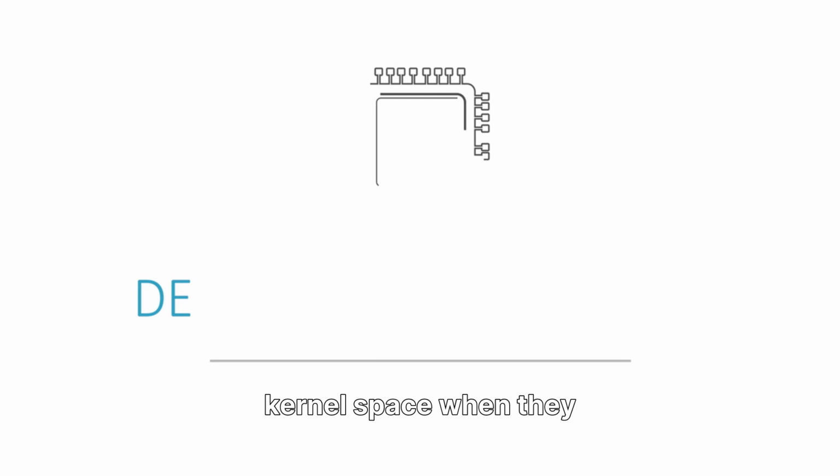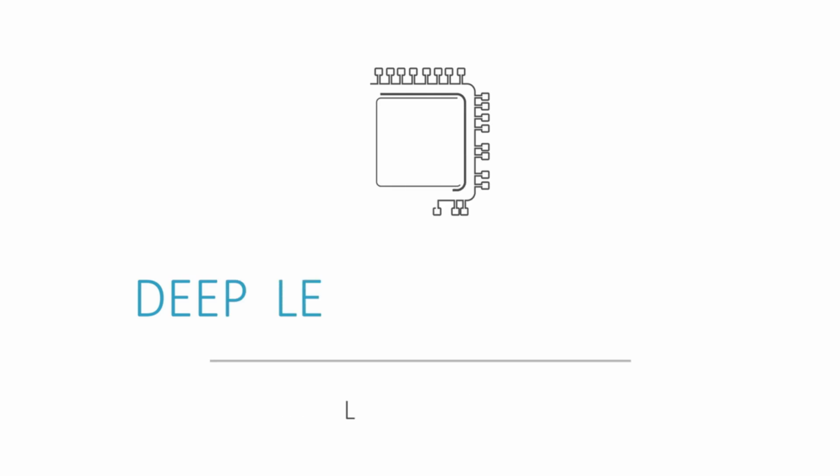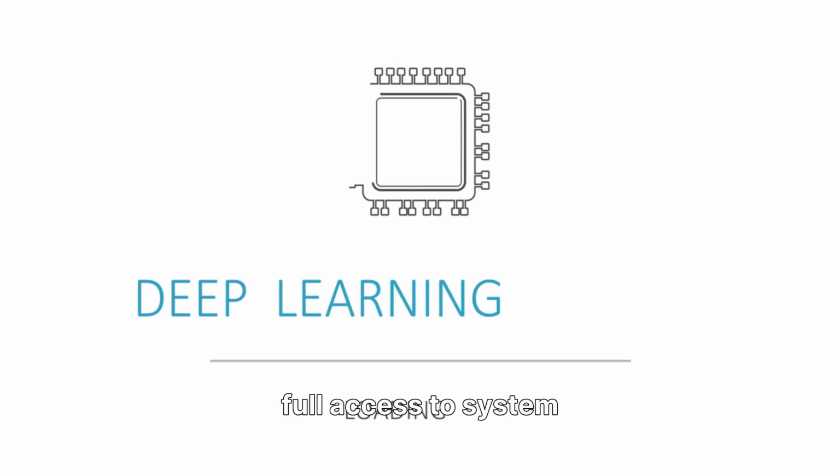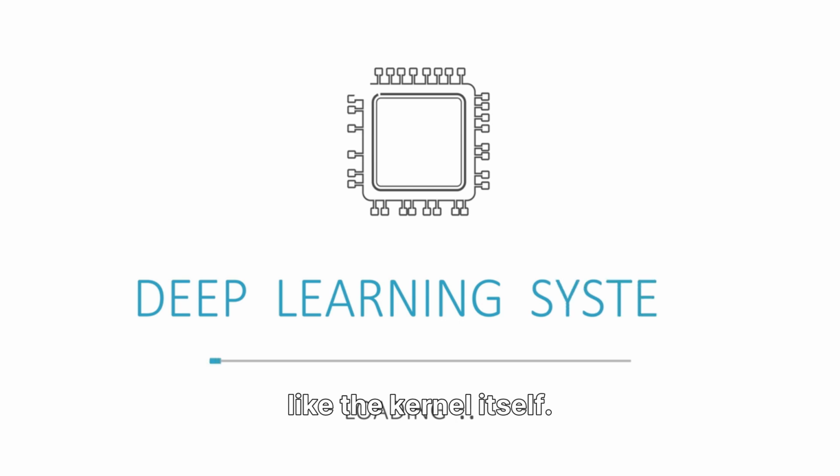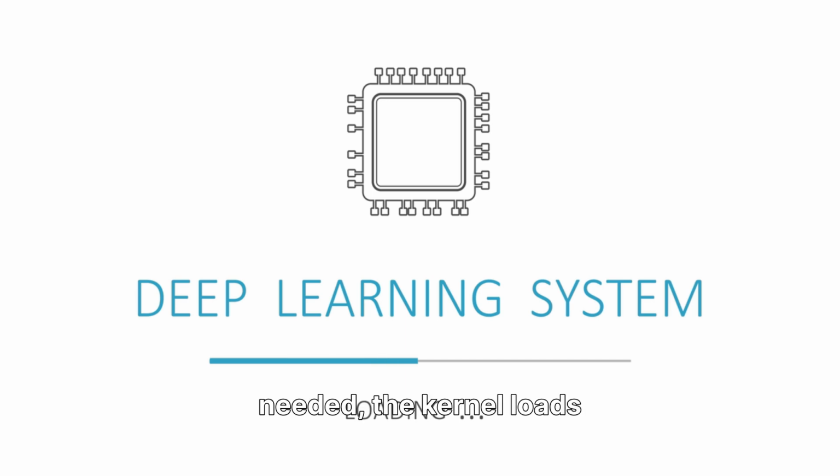How modules work behind the scenes. Kernel modules live outside the main kernel but run in kernel space when they are loaded. This means they have full access to system resources and hardware, just like the kernel itself. Because of that, they must be written carefully. Bugs in kernel modules can cause crashes or security vulnerabilities. When a module is needed, the kernel loads it into memory and links it to the rest of the kernel. When it's no longer needed, it can be removed to free memory.